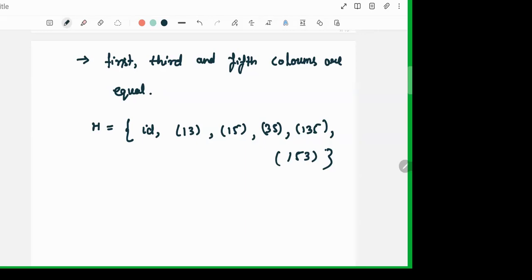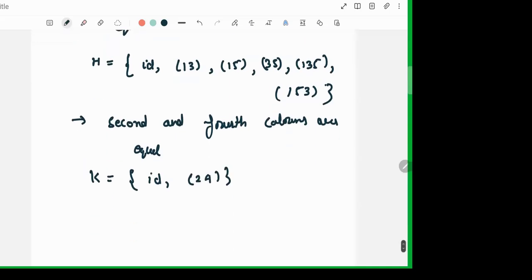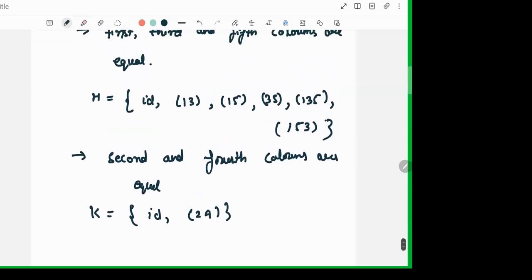Now see, observe the second and fourth columns are equal. So that means what? So you have this subgroup which consists of the identity and 2 4. So this subgroup is also going to be in the stabilizer, right? Yes. So now you take the product of both these two. So you have the required 12 elements, right? Yeah. So is this clear?